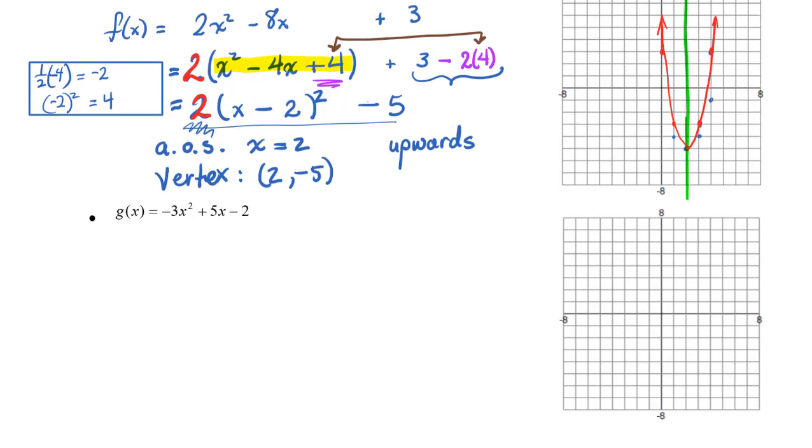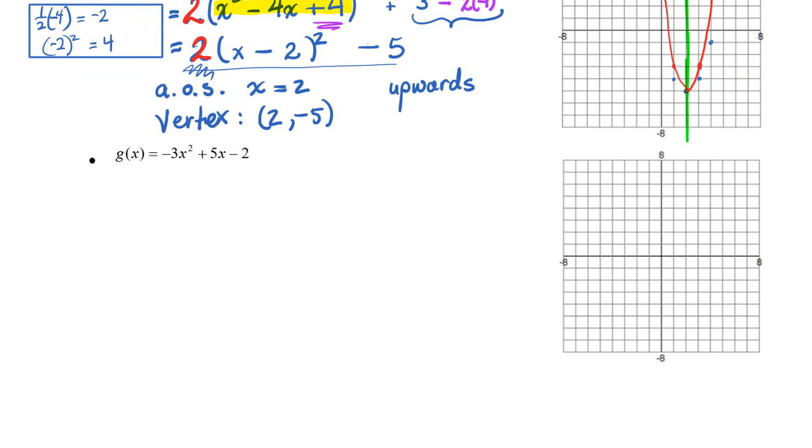Now let's take a look at the last exercise here. g(x) equals negative 3x squared plus 5x minus 2. Go ahead and pause the video and see if you can do this next one on your own.